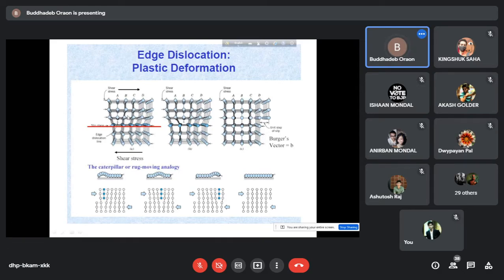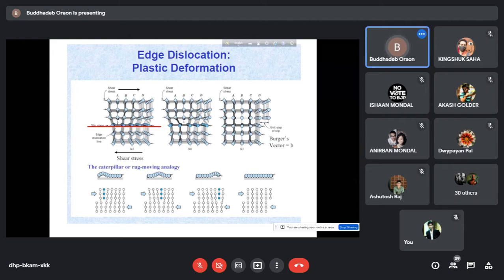That is why, while designing a component, we normally avoid having inherent or residual shear stress within the materials. That is why we perform processes like different types of heat treatment, like annealing, normalizing, and all that, to remove these residual stresses. So this is the idea.